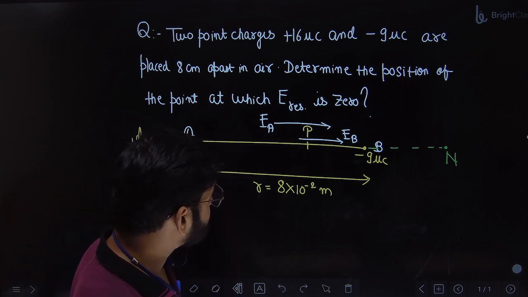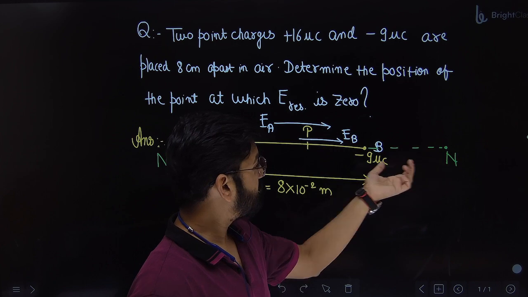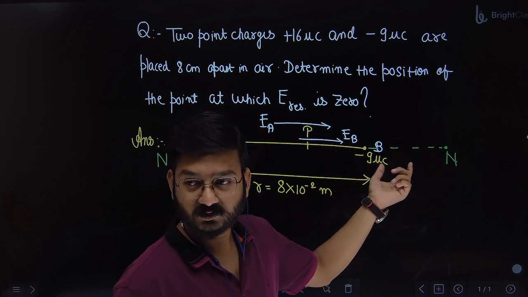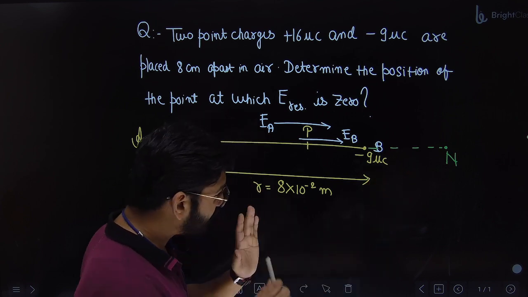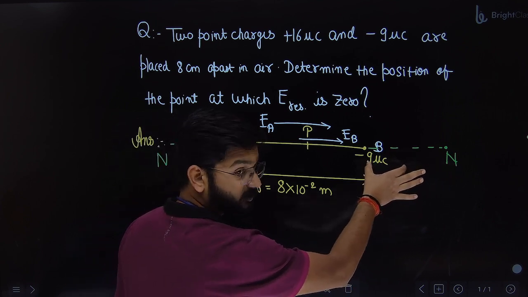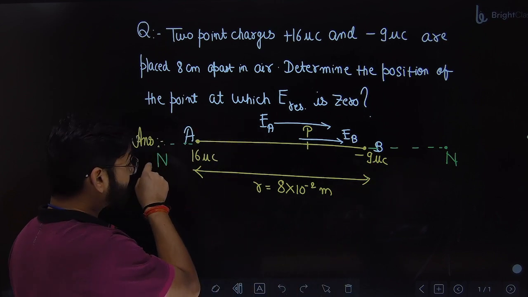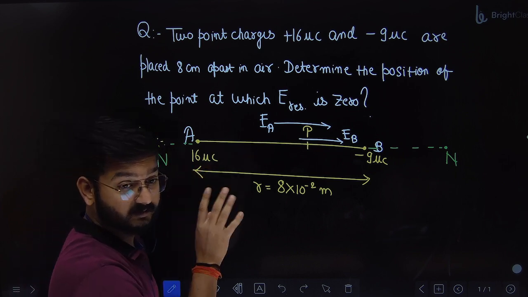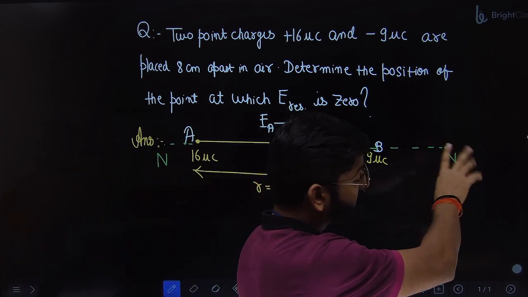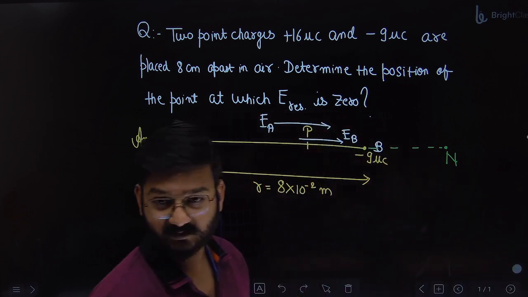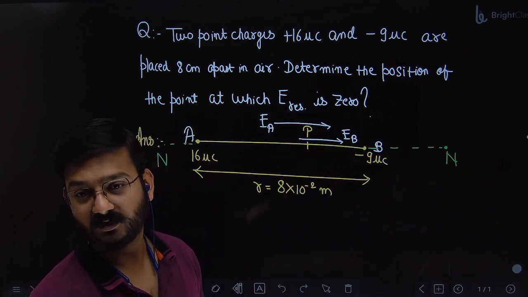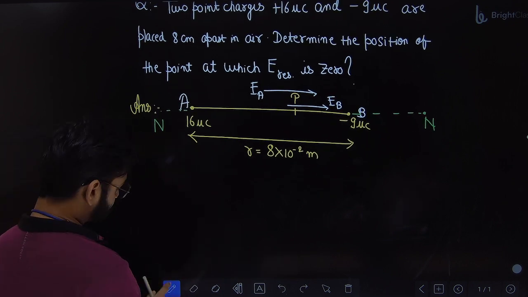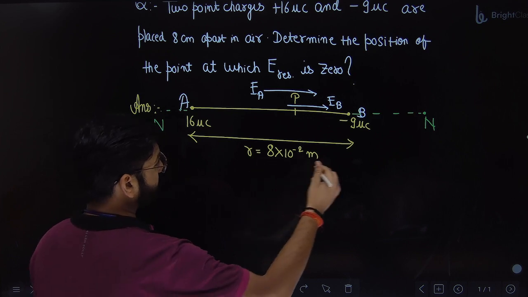So correct, Ritvik, your answer is correct. Neutral point should be close to the charge of smaller magnitude. That's what we discussed, right? If I take this, it is closer to the smaller magnitude. If I take this, it is closer to the bigger magnitude. So what should be the answer? This one. Now calculate and check whether what I am telling is right or wrong. So this should be the right answer.